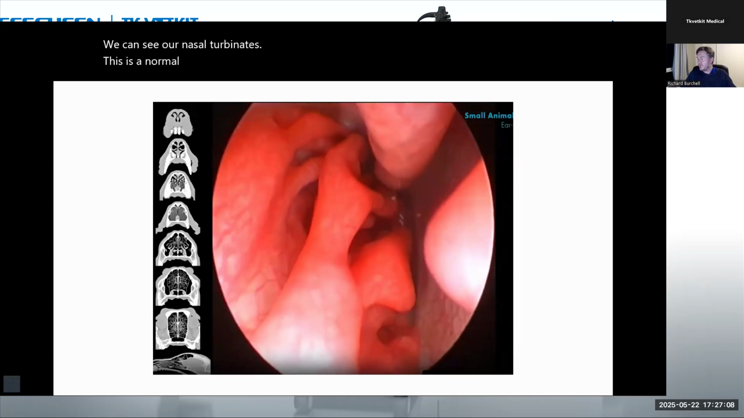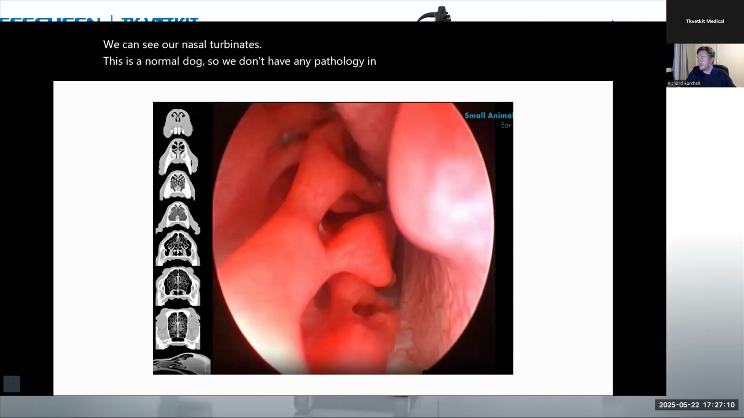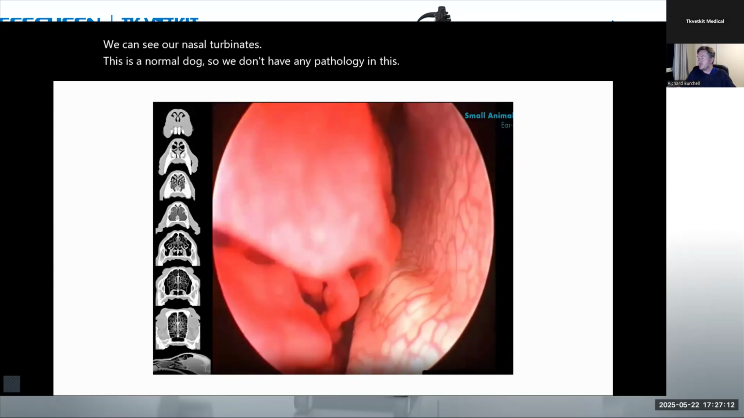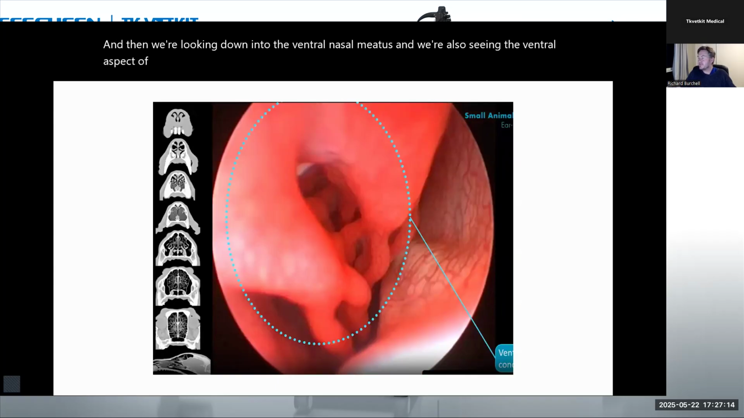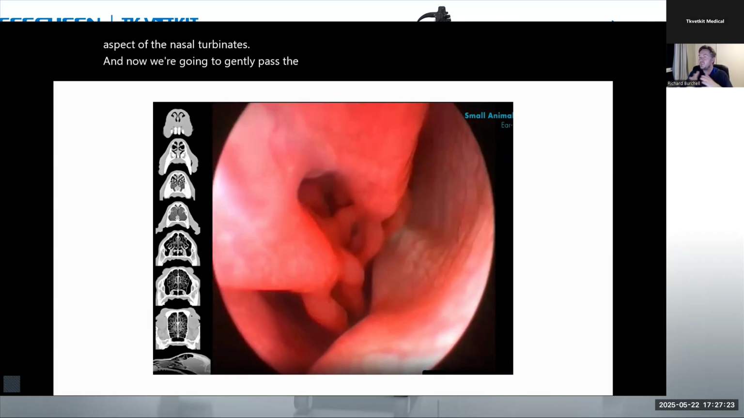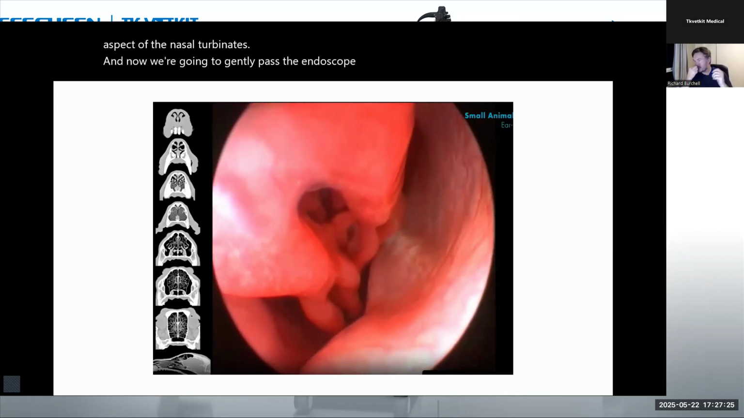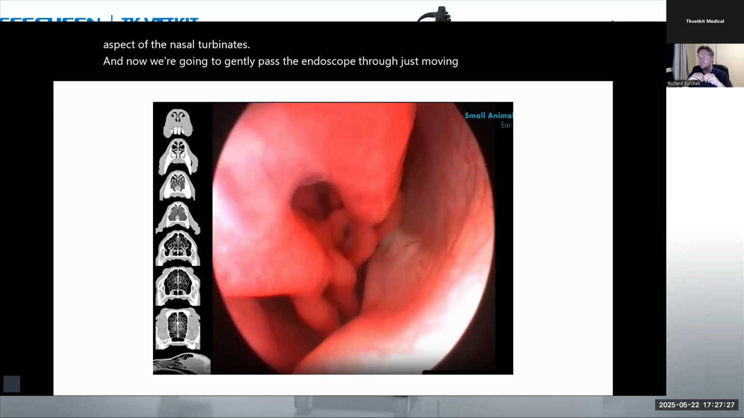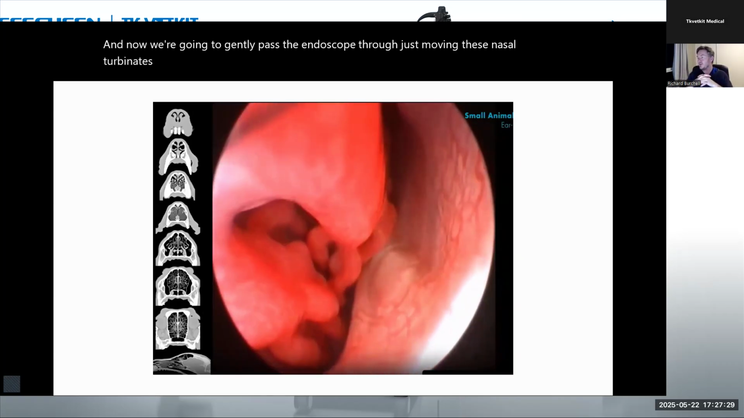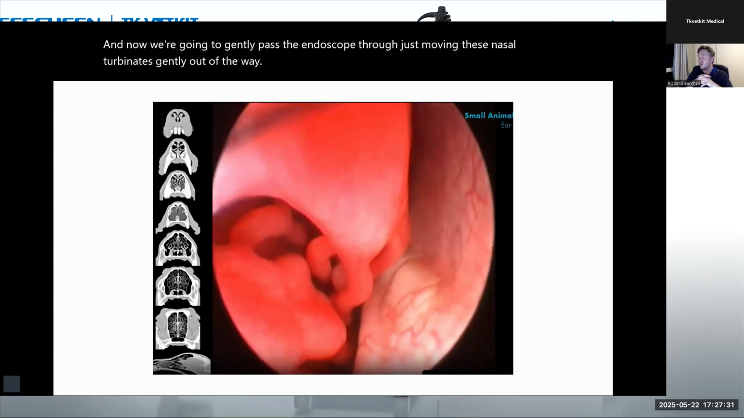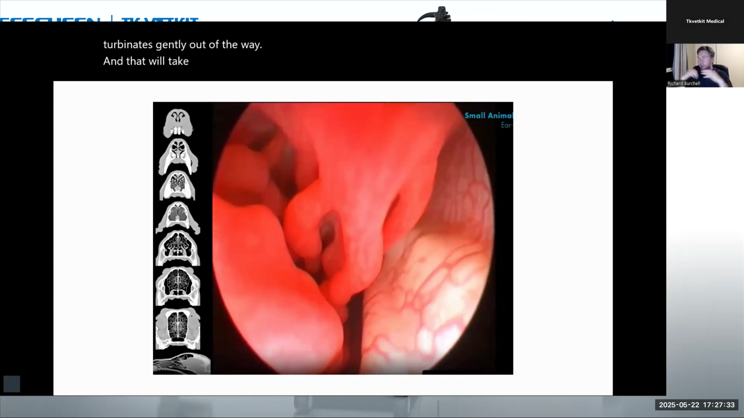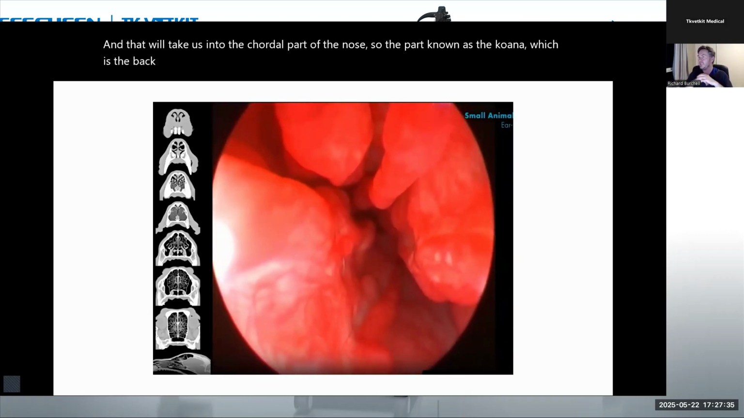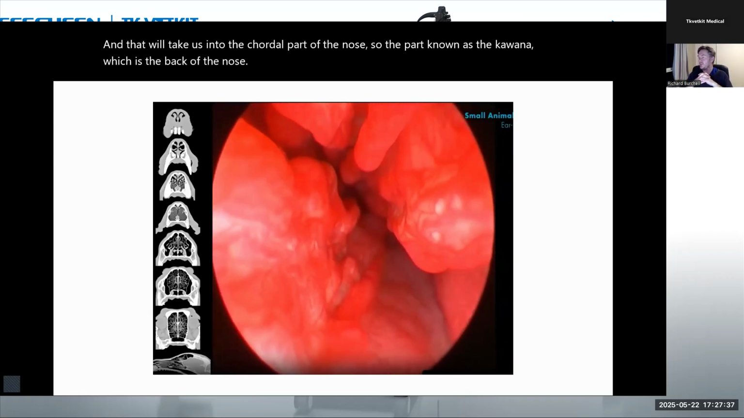And then we're looking down into the ventral nasal meatus, and we're also seeing the ventral aspect of the nasal turbinates. And now we're going to gently pass the endoscope through, just moving these nasal turbinates gently out of the way, and that will take us into the caudal part of the nose. So the part known as the choana, which is the back of the nose, and then ultimately into the nasopharynx.